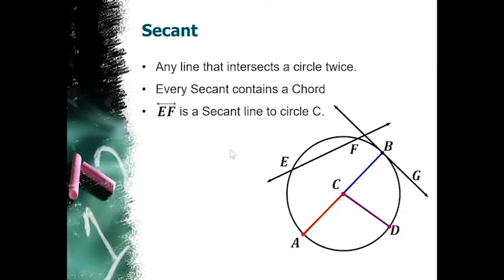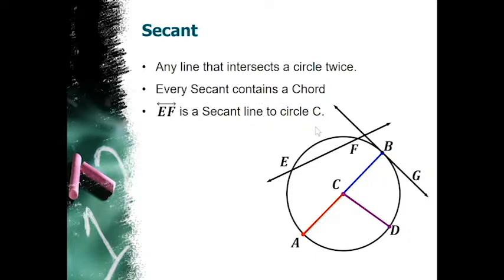The second type of line that we have in relationship to circles is a secant line. A secant line is any line that intersects a circle twice. You can only intersect a circle with a line either one time, which makes it a tangent, or twice, which makes it a secant. It is impossible to have a line intersect a circle more than 2 times.